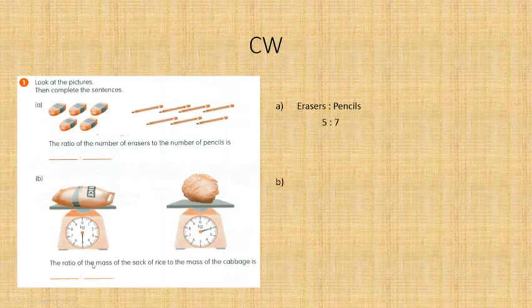Question number B, he needs to know the ratio of the mass of the sack of rice to the mass of the cabbage. So first I have to understand the order. He asked about the rice first, so write down rice to cabbage, and let's get the mass of the rice first. It's 5. And after that, the mass of the cabbage is 2, so it's going to be 5 to 2. That's it. That easy, but let's get it a little bit harder.